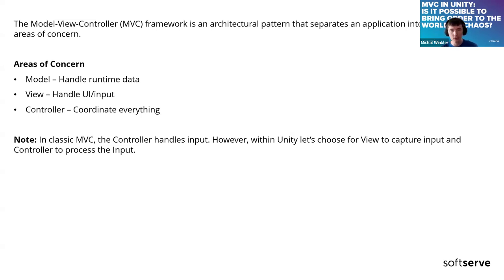Now, special note here is that MVC typically has the controller manage the input from the user. In our approach, we have the view handle the input. That's a subtle difference that has to do with how Unity relates with input in a traditional sense. Often we think of the view being MonoBehaviours. MonoBehaviours help handle input, so it's a good fit. So a slight variation here is that we'll have the view handle the input and pass that on to the controller to actually process and decide what that means.